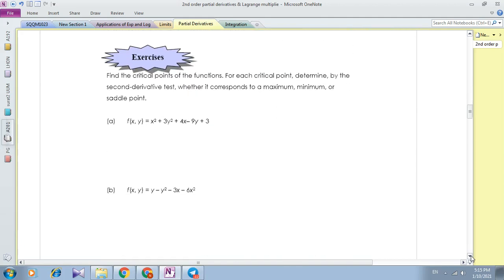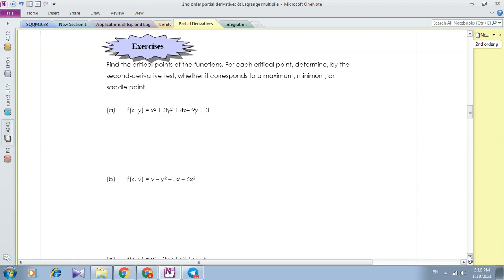All right, if you're okay with the explanation, you can proceed with the exercise questions: find the critical points of the function, and then for each critical point, determine by the second derivative test whether it's a maximum, minimum, or a saddle point. I hope you will do this, and please ask if you have any questions.